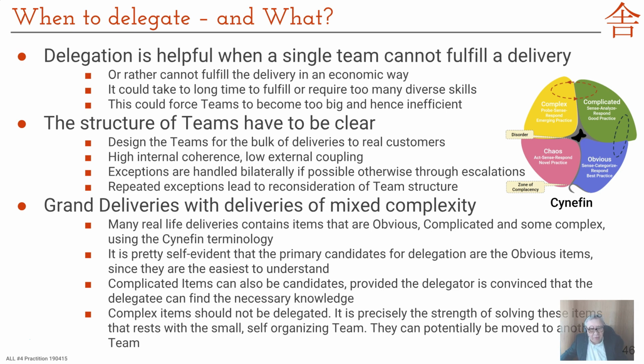In other settings, we've argued for the case that each team should have its manifesto that declares to everybody else who are we, what are we doing here. We design the teams so that it will handle the bulk of the deliveries to real customers, what we mostly do. High internal coherence, low external coupling between the teams. And if there are exceptions, then we try to handle it just on a team-to-team basis. But if we can't do it, then we have to escalate.